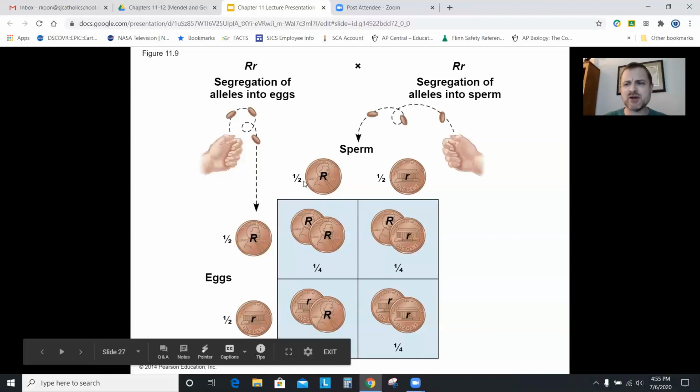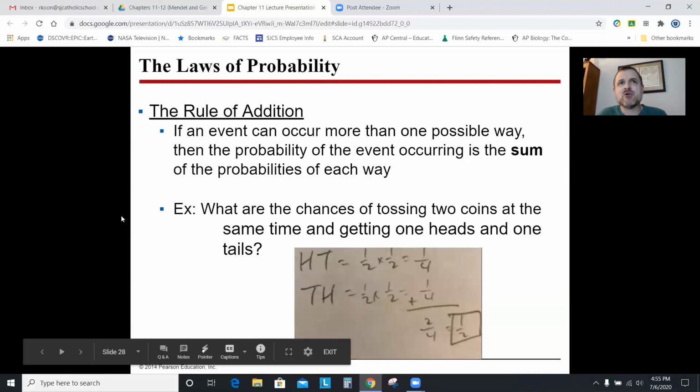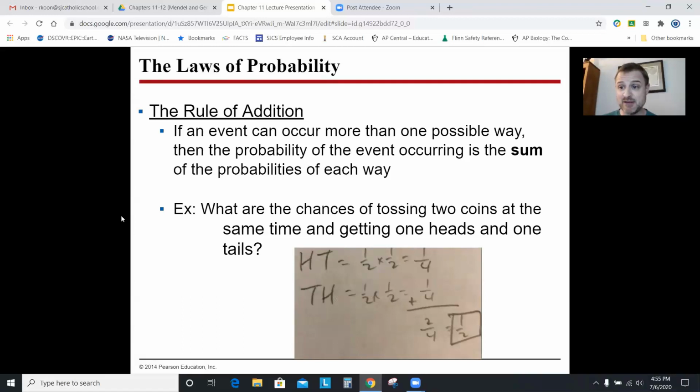Don't worry about this. The rule of addition: if there's more than one way that an event can happen, if it can happen multiple different ways, you find the chances of each individual way, and then you add those together. All right, let's do an example. What are the chances of tossing two coins at the same time and getting one heads and one tails, right? There's two ways to do that. You could get a heads and a tails, or you could get a tails and a heads, all right?